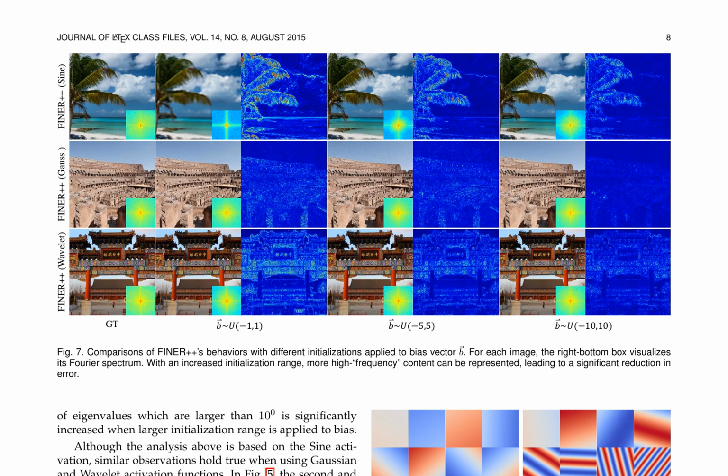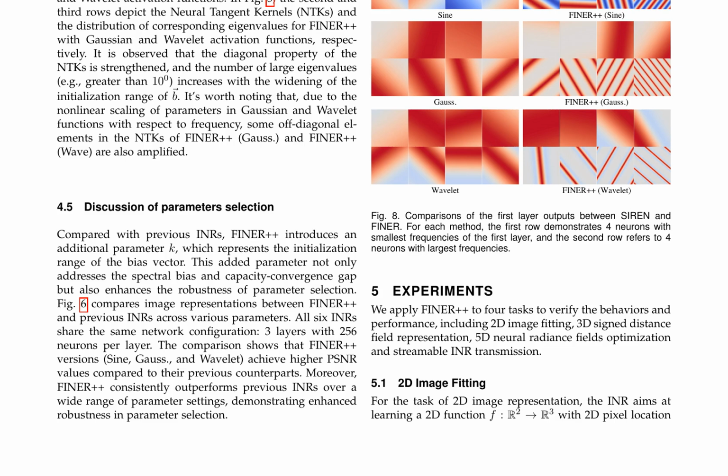Furthermore, the paper compares the first layer outputs of FINER++ with those of Sine, another neural network architecture, in Figure 8. The results show that FINER++ captures more high-frequency content in the input signal, leading to a more accurate representation. The paper also discusses the experiments performed to verify the behaviors and performance of FINER++ in various tasks, including 2D image fitting, 3D signed distance field representation, 5D neural radiance fields optimization, and streamable INR transmission. The experimental results demonstrate the effectiveness of FINER++ in these tasks.